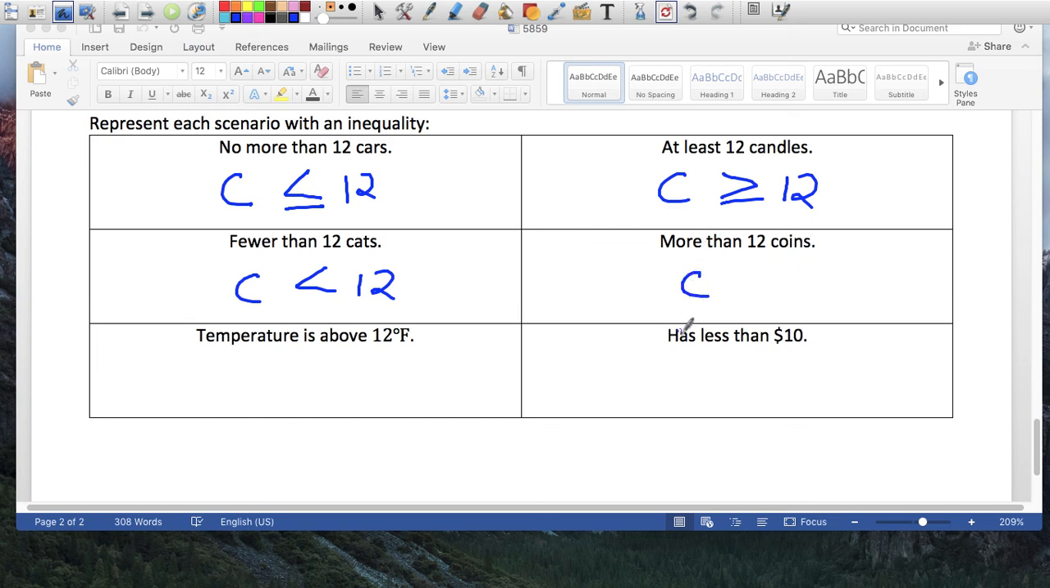More than 12 coins, and again, you have C and 12. To have more than 12 coins means that you have an amount that's greater than 12. Not equal to 12, but greater than 12. Temperatures above 12 degrees Fahrenheit, so the temperature T is above, so it means that it's not 12, but it's greater than 12. And somebody has less than $10, so M for money, and less than 10. Not 10, but it has to be an amount that's less than 10, $9.99 and lower. Okay, and I think this is it.